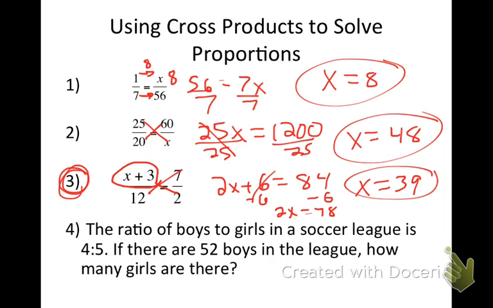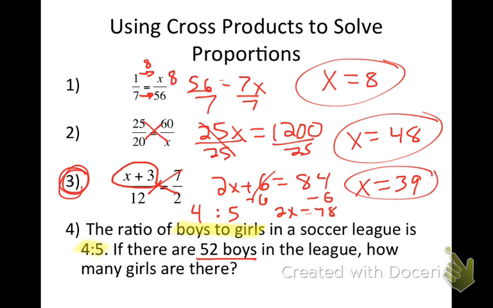Number 4. Story problems throw a lot of students off. Here's why. The ratio of boys to girls in a soccer league is 4 to 5. Notice, boys to girls, 4 to 5. Who can tell me why they said boys to girls and 4 to 5? How do I know what the 4 goes with and what the 5 goes with? Order, right? They said boys to girls. So what's that 4 associated with, the boys or the girls? Yeah. Boys to girls is 4 to 5. So that means there are 4 boys for every 5 girls.